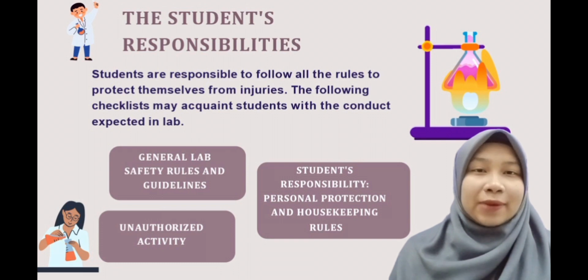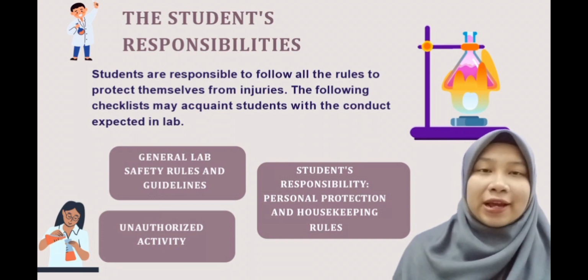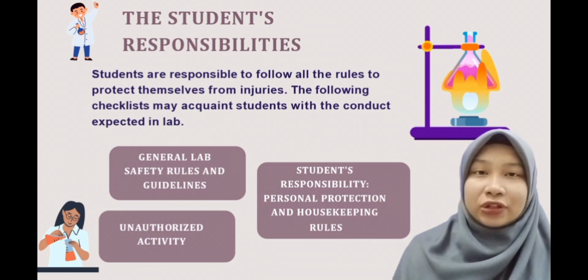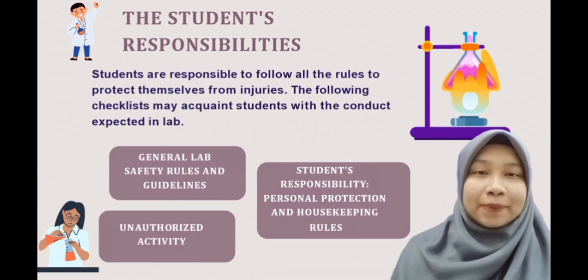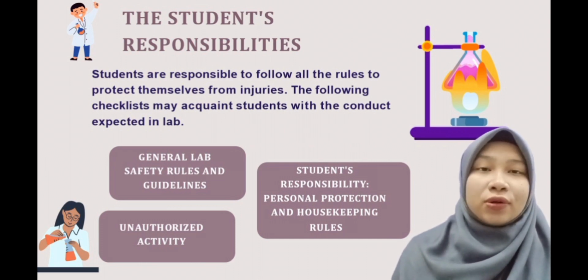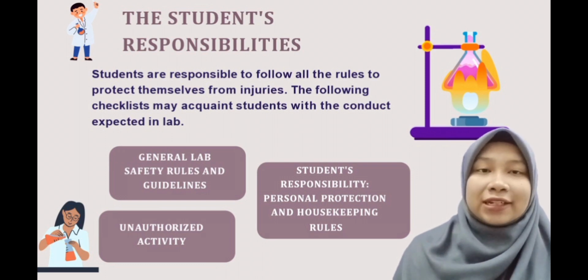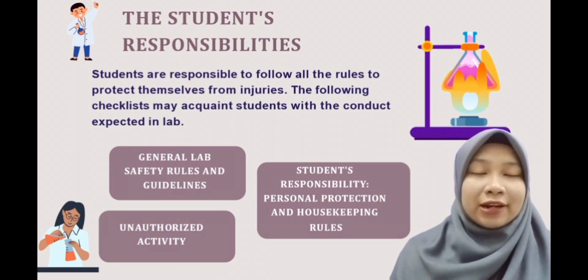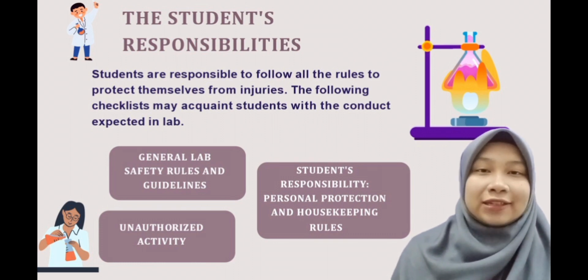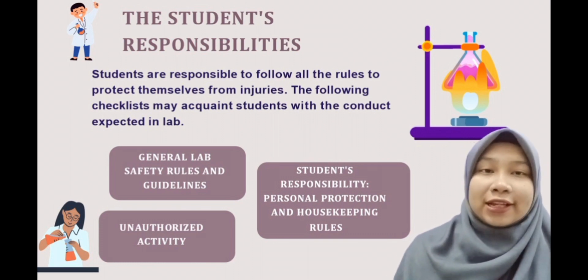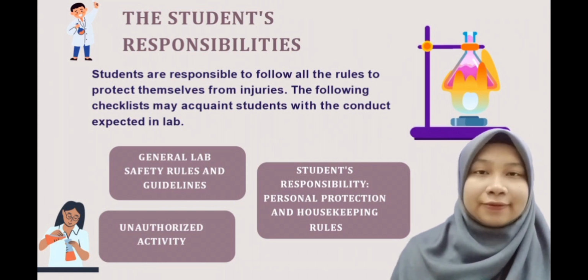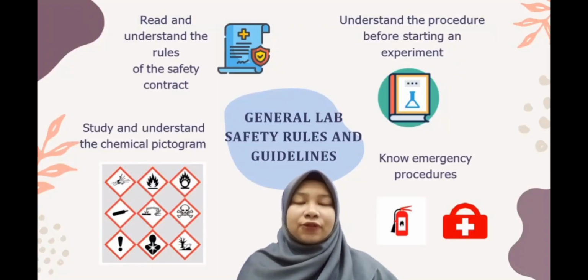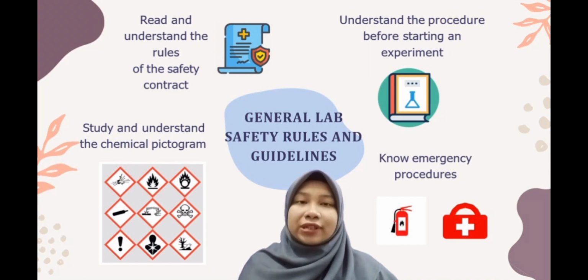Science is a hands-on laboratory class that requires many laboratory activities which involve the use of hazardous chemicals. However, life-threatening injuries can happen in the laboratory. For that reason, students are responsible for following all the rules to help guide them in protecting themselves and others from injury in the laboratory. The following checklist may acquaint students with the conduct expected in the chemistry laboratory. Every student must follow the general laboratory safety rules and guidelines that were provided by the teacher.